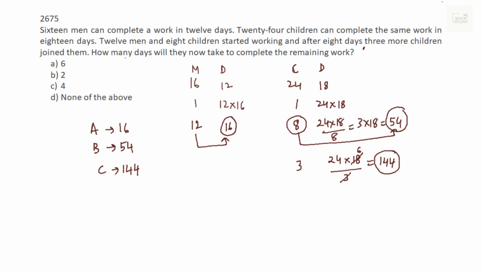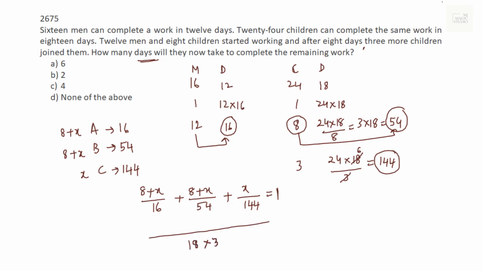Now it's given: in how many days will they now take to complete the remaining work? Group A worked for 8 plus X days, Group B worked for 8 plus X days, and Group C works for X days. We need to find the value of X such that the work is completed. So (8 plus X) by 16 plus (8 plus X) by 54 plus X by 144, this should be equal to 1.